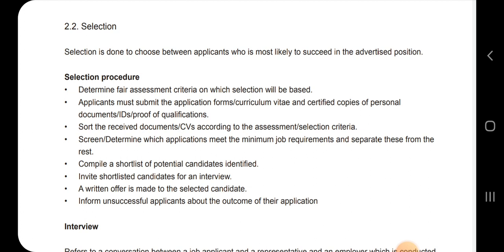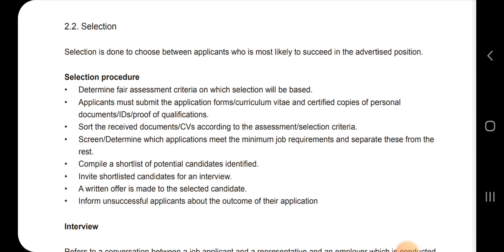Applicants must submit the application forms, curriculum vitae, and certified copies of personal documents, IDs, proof of qualification. Sort the received documents, CVs, according to the assessment selection criteria. Screen to determine which applications meet the minimum job requirement and separate those from the rest. Those who meet the requirements and those who don't. Those who don't, decline; those who meet the requirements, proceed.